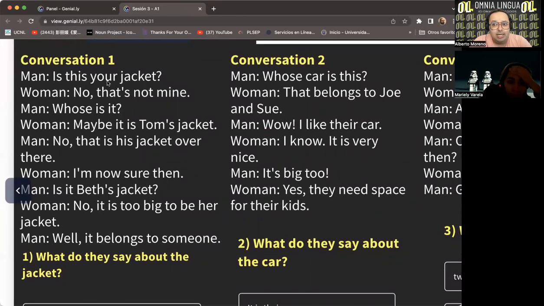Is this your jacket? No, that's not mine. Whose is this? Maybe it is Tom's jacket. Tom's jacket. No, that is his jacket over there.